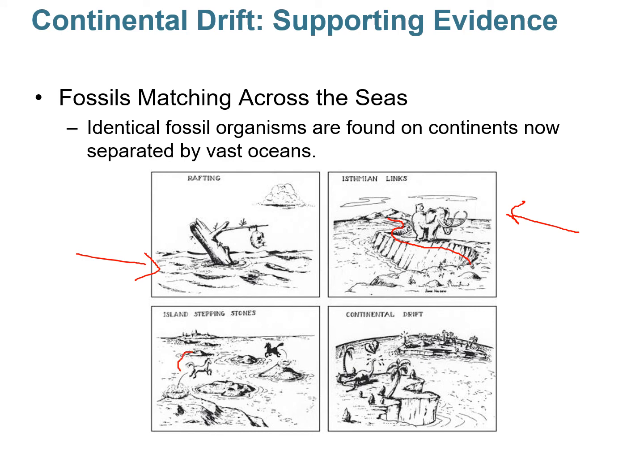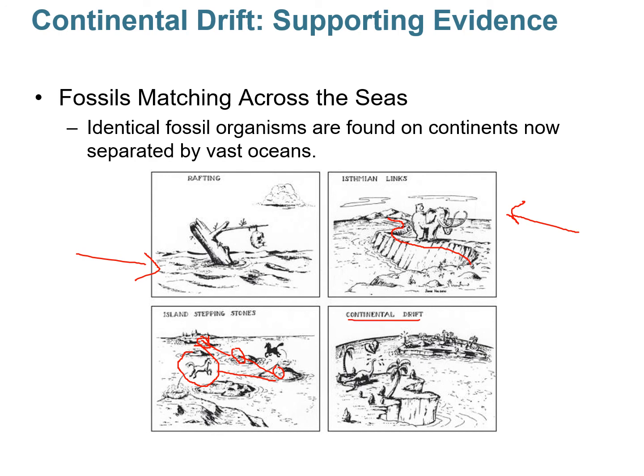Here's the island jumping, so populations jumping to different islands, populating them, and then jumping to the next island. These are real explanations. But there aren't too many islands that would connect South America and Africa, so it's very unlikely that would have occurred with Mesosaurus. Or we can talk about continental drift.